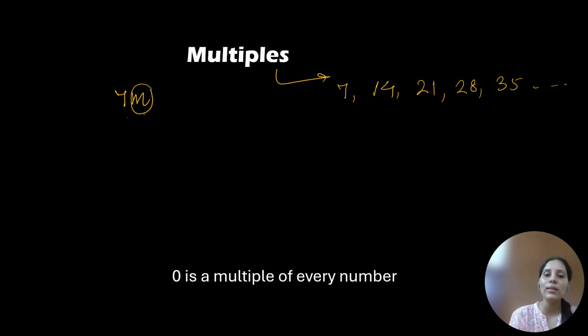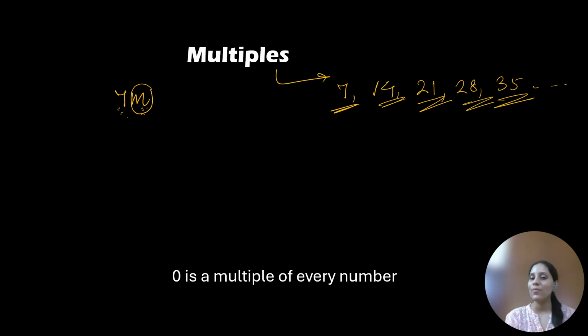So 7 into 1, 7. 7 into 2, 14. 7 into 3, 21. 7 into 4, 28. 7 into 5, 35. So these are all multiples of 7.